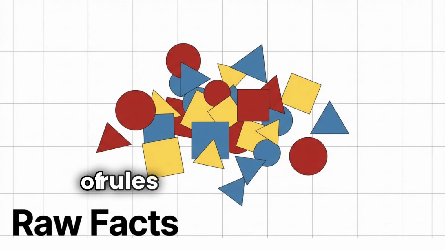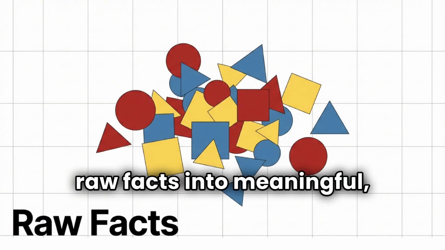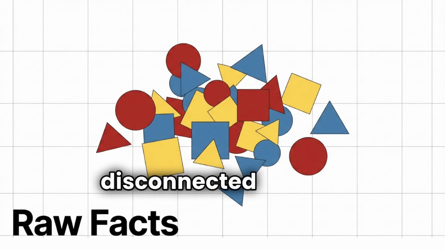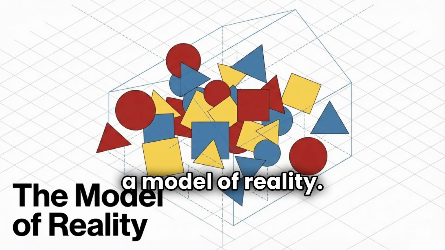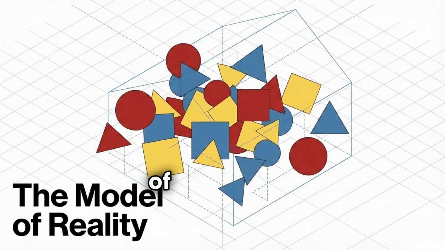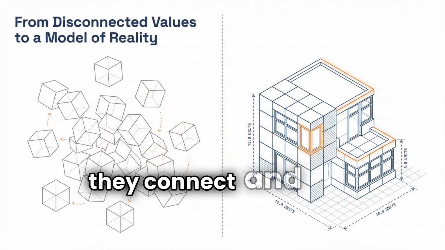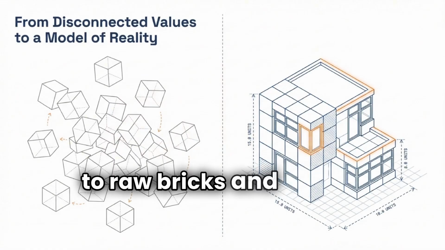Structure is the set of rules and relationships that organize raw facts into meaningful, usable data. Without structure, data is a pile of disconnected values. With structure, it becomes a model of reality. A useful metaphor is the blueprint of a building. Structure defines where the rooms are, how they connect, and which materials are allowed. It gives purpose to raw bricks and beams.